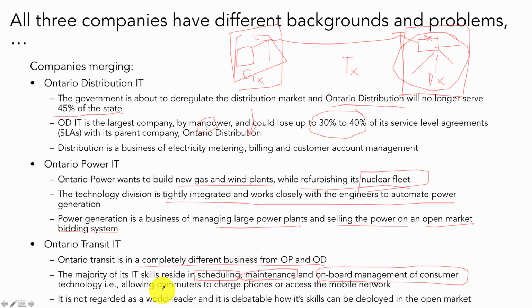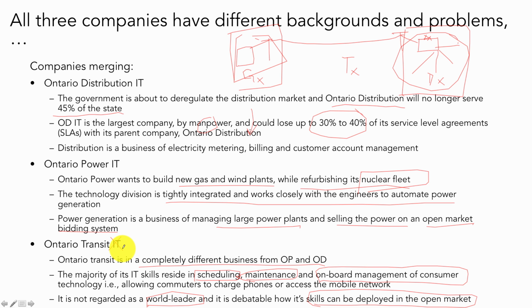The other thing is Ontario Transit is not regarded as a world leader in its field. It's actually regarded as somewhat of a laggard. And the thought of spinning off its IT skills into a separate company which can compete on the open market, I think is somewhat debatable. And you can imagine that the IT guys from Ontario Distribution, the tech guys from Ontario Power are kind of thinking that their elitism is going to be somewhat damaged by merging with the kind of pathetic tech guys from Ontario Transit.